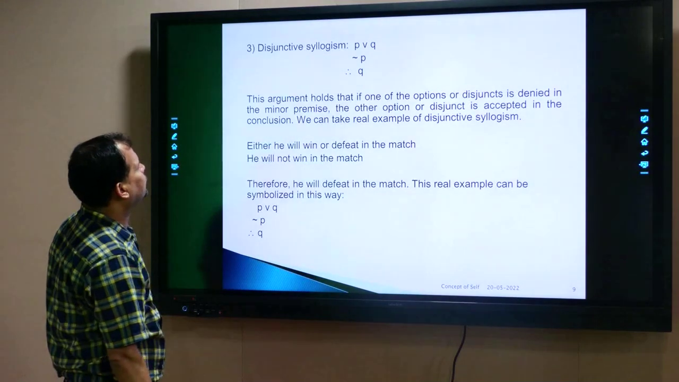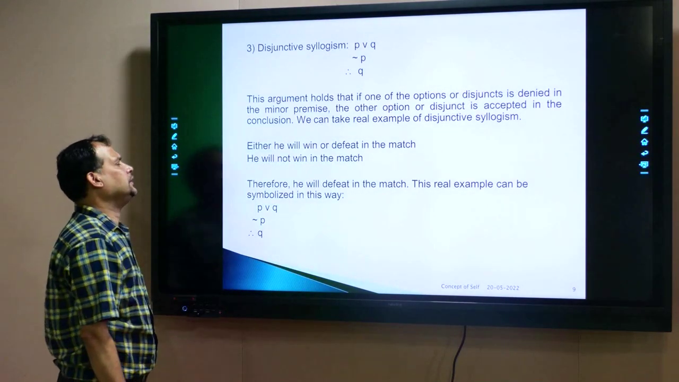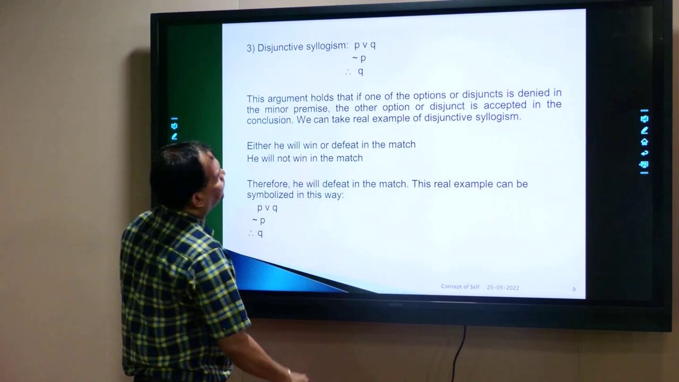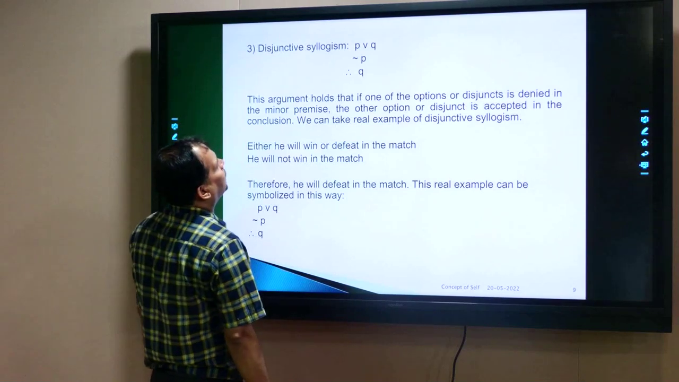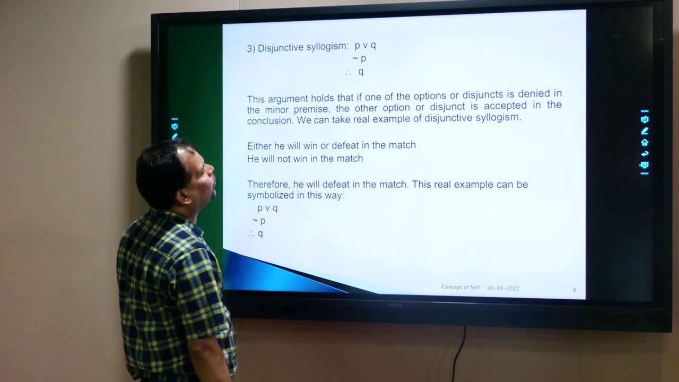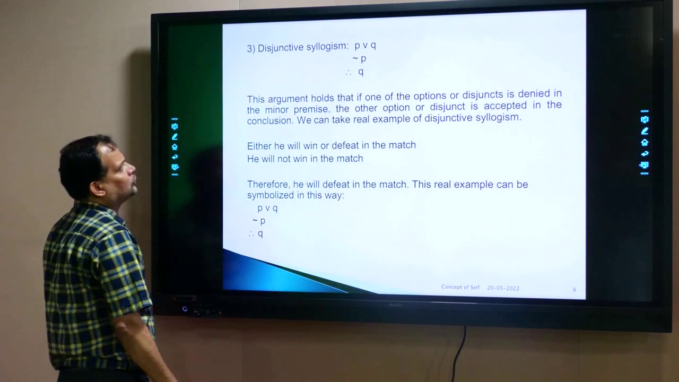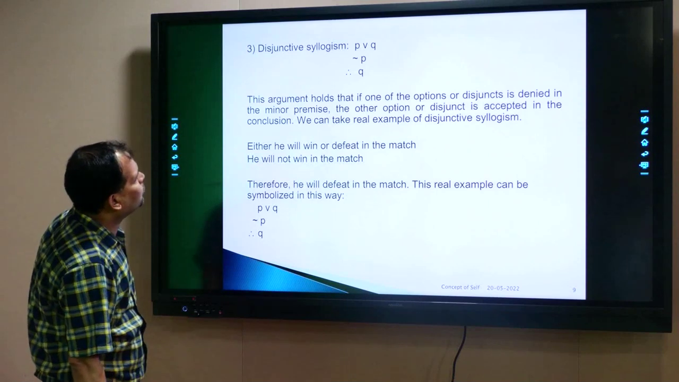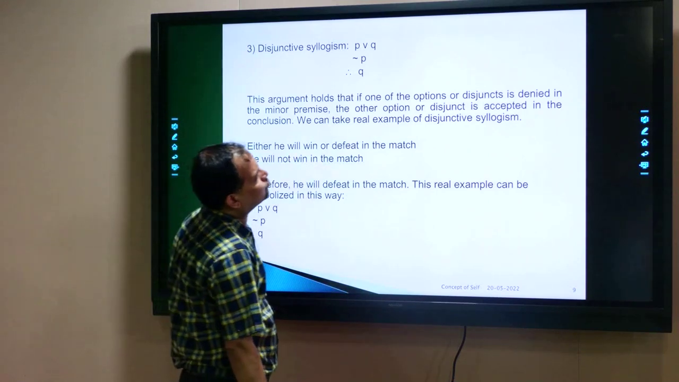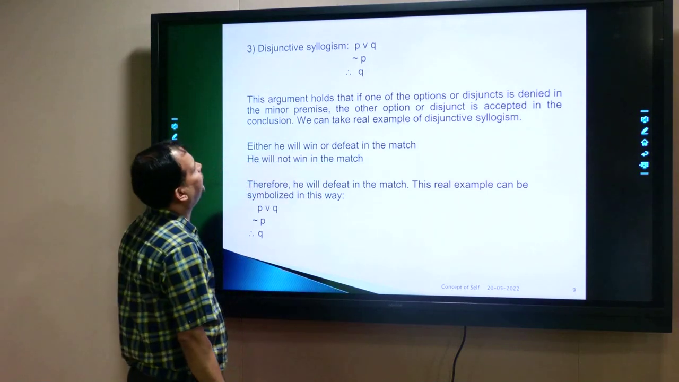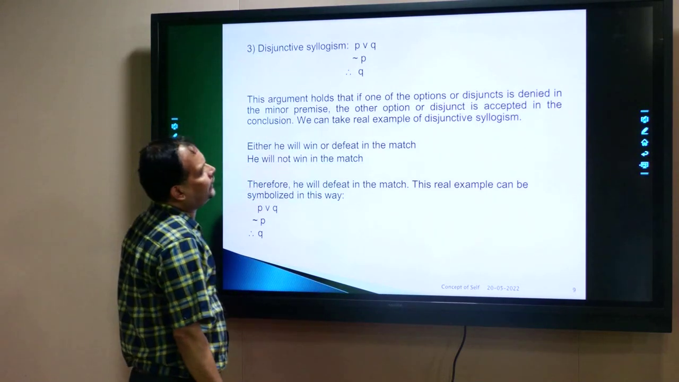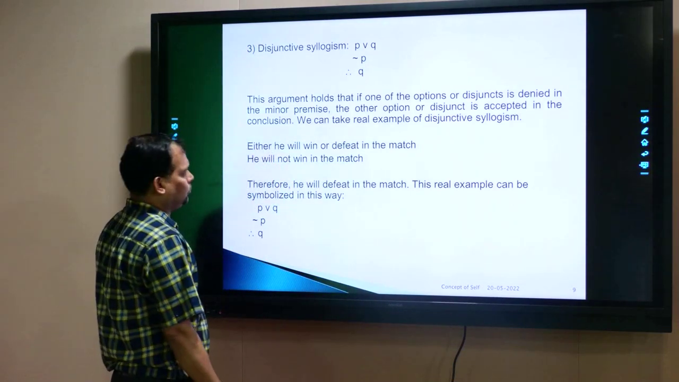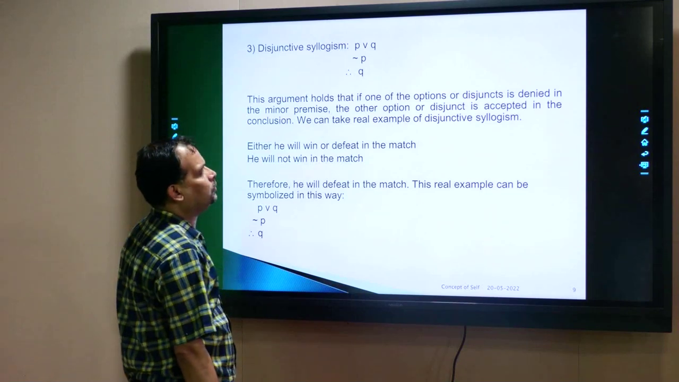Now, dear learners, you see the third rule of inference is disjunctive syllogism. So you see, dear learners, P or Q, negation P, therefore Q. So this is the rule of disjunctive syllogism. This argument holds that if one of the options or disjuncts is denied in the minor premise, the other option or disjunct is accepted in the conclusion. So we can take a real example of disjunctive syllogism.